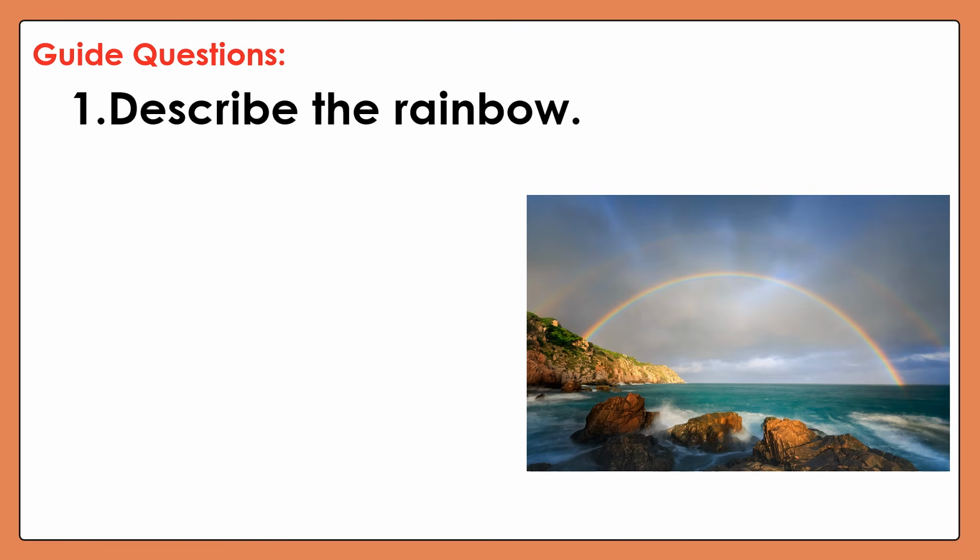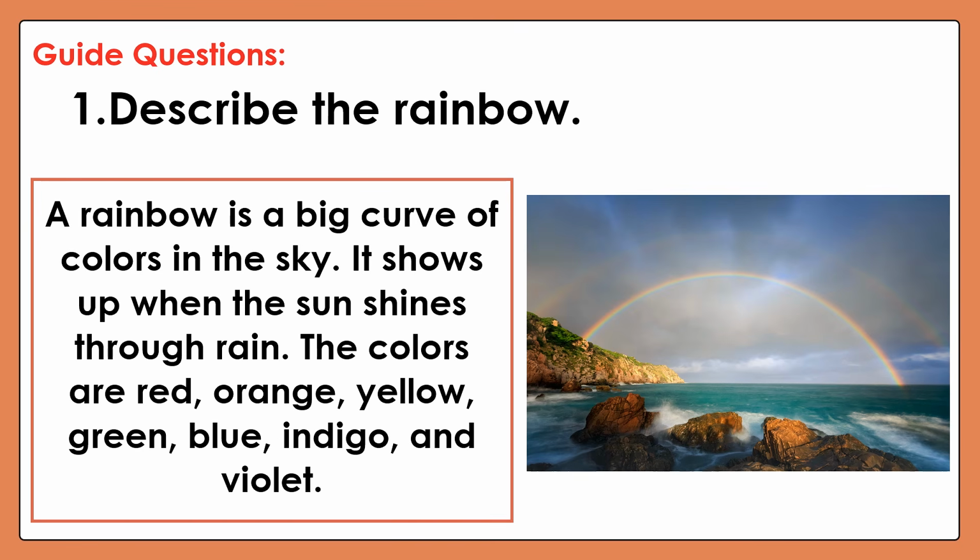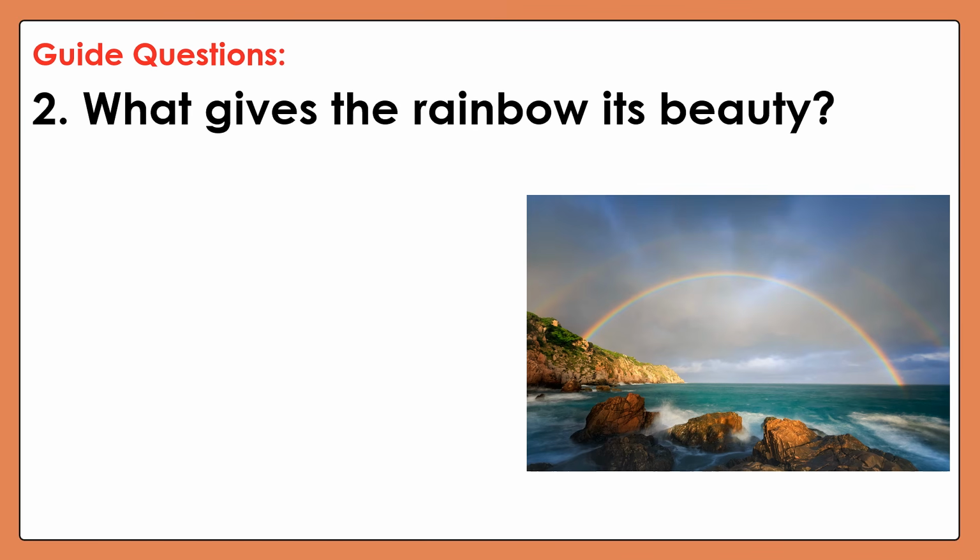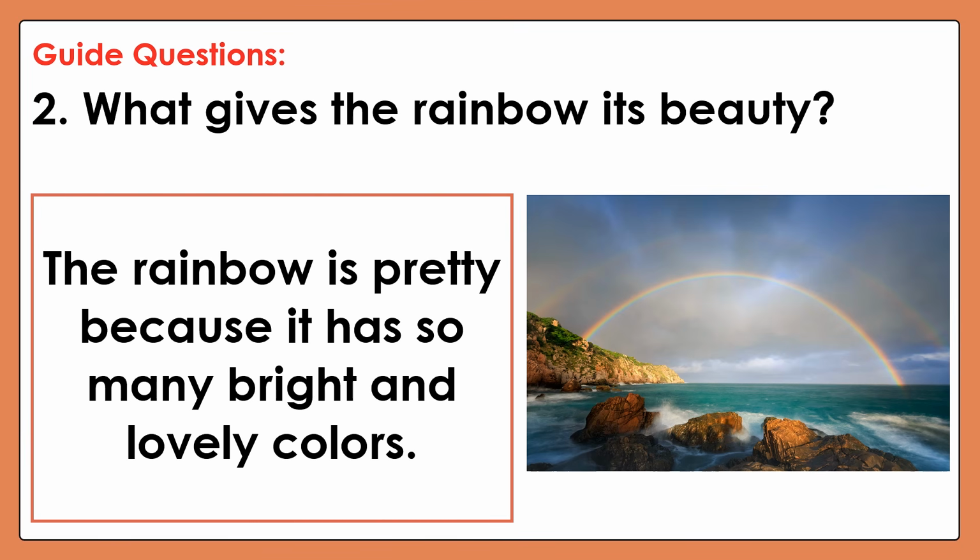Let's answer the guide questions. First, describe the rainbow. The answer: a rainbow is a big curve of colors in the sky. It shows up when the sun shines through rain. The colors are red, orange, yellow, green, blue, indigo, and violet. Second, what gives the rainbow its beauty? The answer: the rainbow is pretty because it has so many bright and lovely colors.